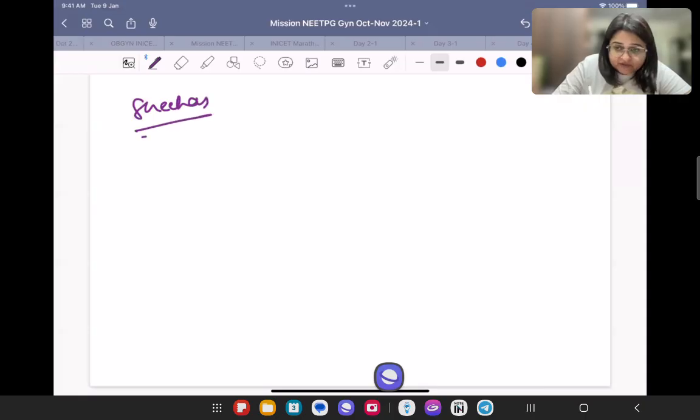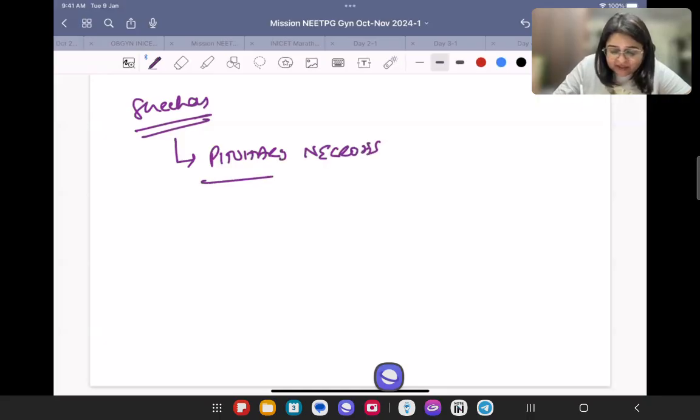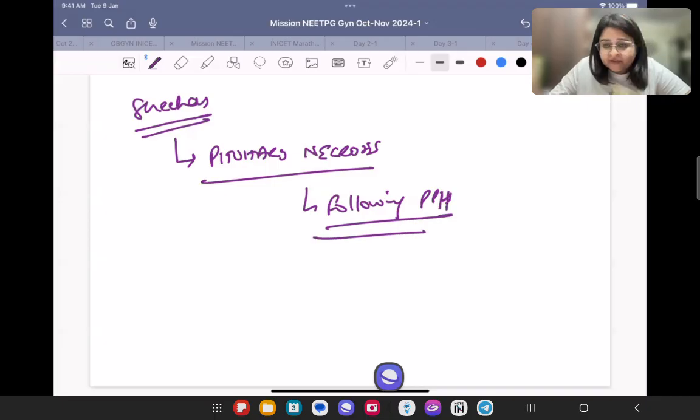शीहैन सिंड्रोम में क्या होता है? शीहैन सिंड्रोम में there is basically pituitary necrosis. Why does pituitary necrosis happen? One of the most common predisposing factors is postpartum hemorrhage. Why after PPH will the pituitary undergo necrosis? Anybody? So pregnancy में क्या होता है?